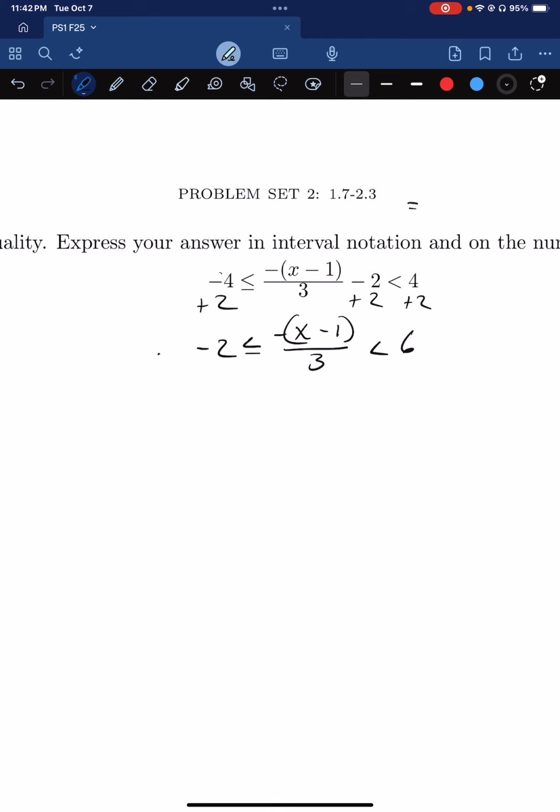And now we can multiply by 3 everywhere. So times 3 there, times 3 there, times 3 there. Negative 2 times 3 is negative 6, which is less than, these 3's cancel, negative x minus 1, which is less than 18. We have a negative here. We could distribute it. I'm just going to divide by a negative 1 everywhere.